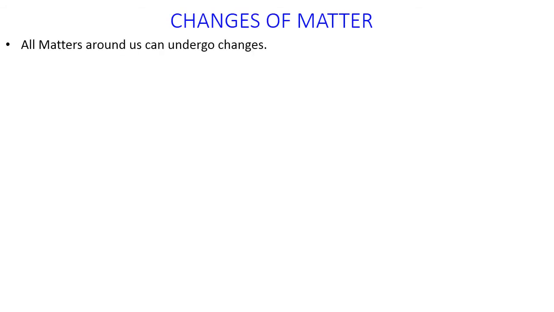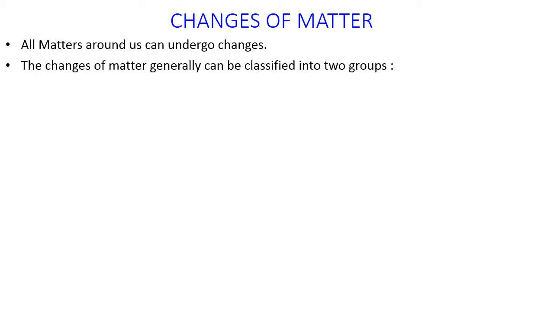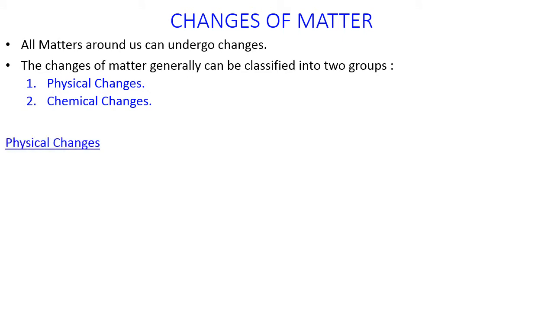As we learned at the previous slide, all matters around us can undergo changes. The changes of matter generally can be classified into two groups. The first group we called as physical changes. The second group we called as chemical changes. Firstly, we will discuss about physical changes.